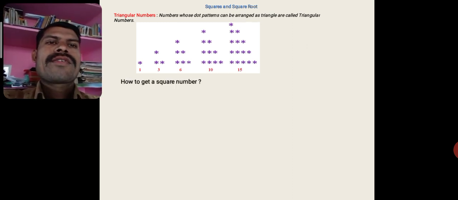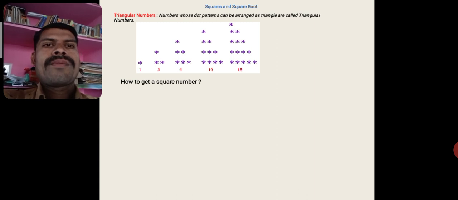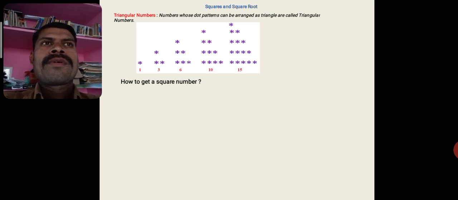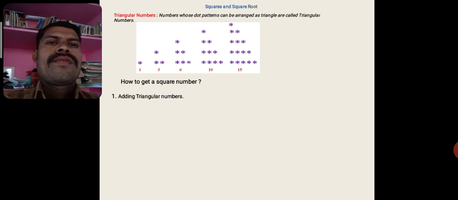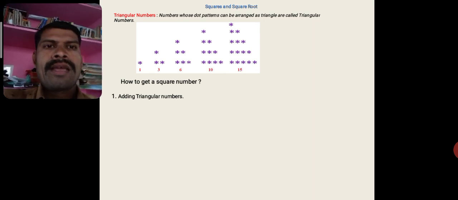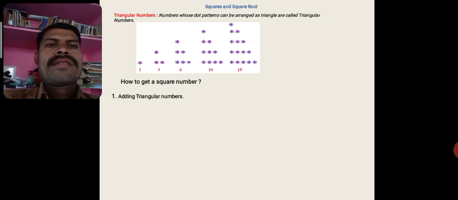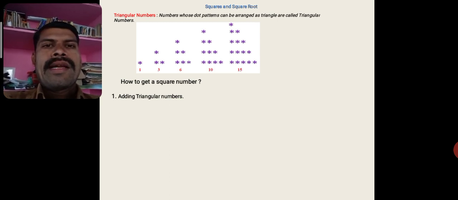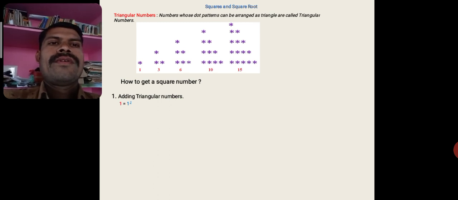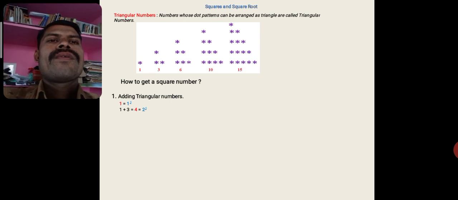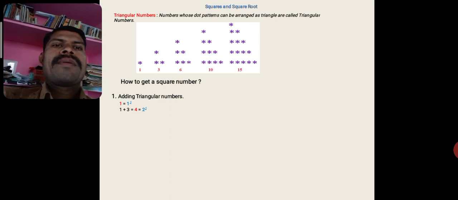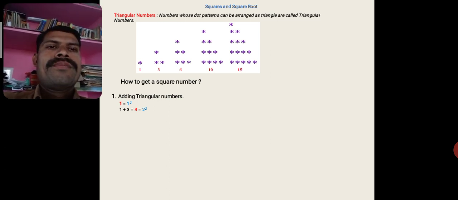Now how to get the square numbers? There are so many ways we can get the square numbers here. So let us discuss about those things here. For the first item, by adding triangular numbers, we can get the square numbers. You see here, successive triangular numbers, we can get square numbers. You see, 1 square is 1, of course, 1 is equal to 1 square. Now 1 plus 3 is 4, 4 is a perfect square number, which is 2 square, no?